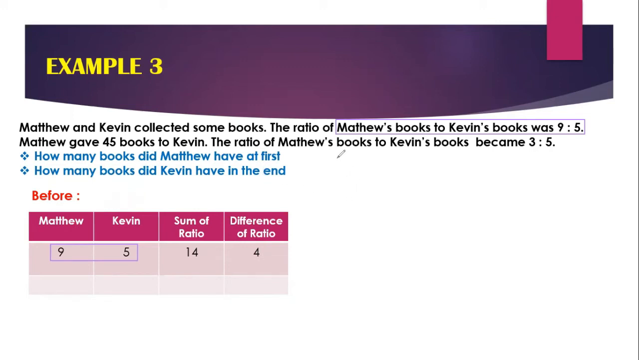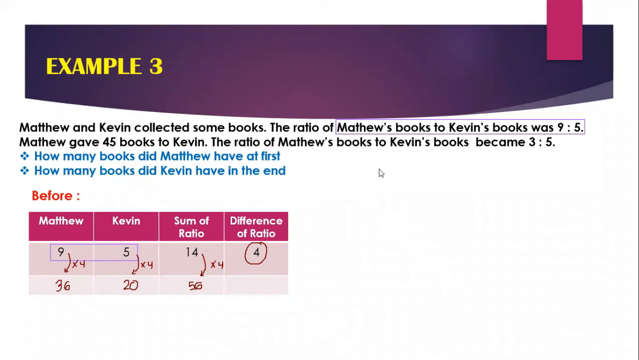So what's next? We got the difference of the ratio is 4, so all these ratio numbers will be times by 4. We'll find here 36 for Matthew, 20 for Kevin, and 56 for the sum of the ratio. Is it clear to everyone? Okay, the table for the before case is done.